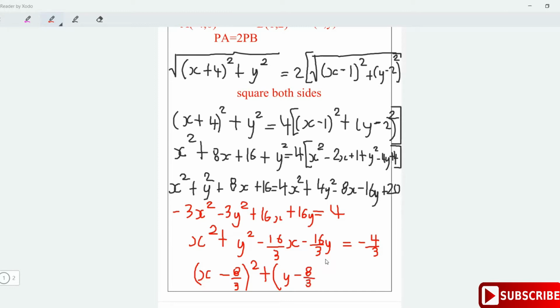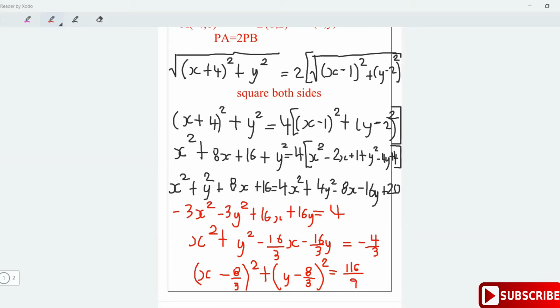And then look what we're left with. Now bring over the minus 8 over 3 squared and the minus 8 over 3 squared. So we have 8 over 3 squared plus 8 over 3 squared minus 4 over 3. And we get 12 and 8 over 9. 12 times 9 plus 8, so we get 116 over 9. So this is equal to 116 over 9. So this clearly is a circle.